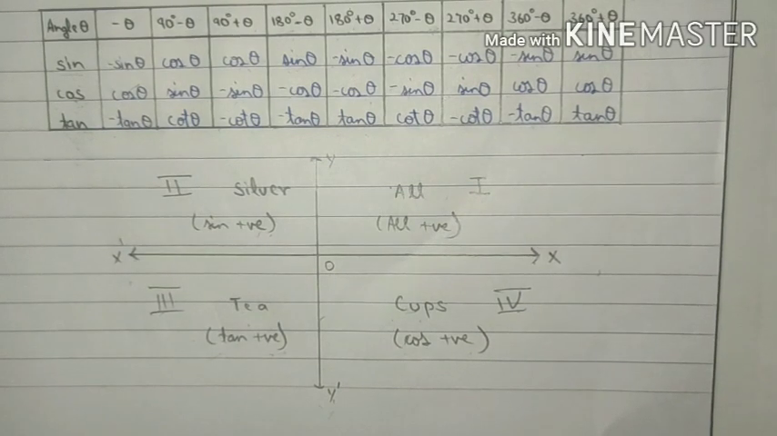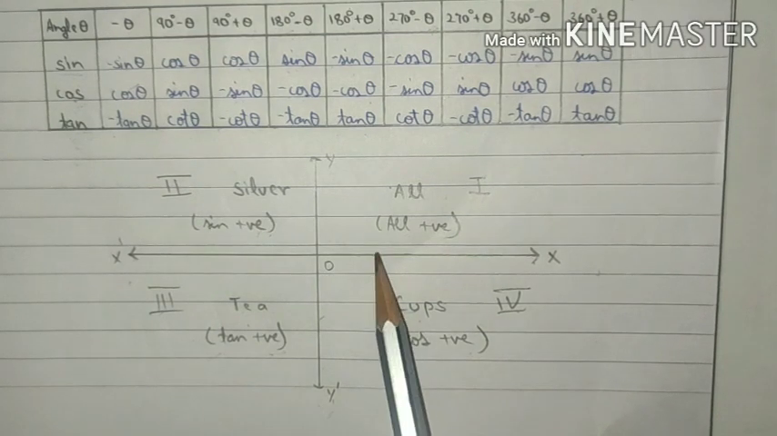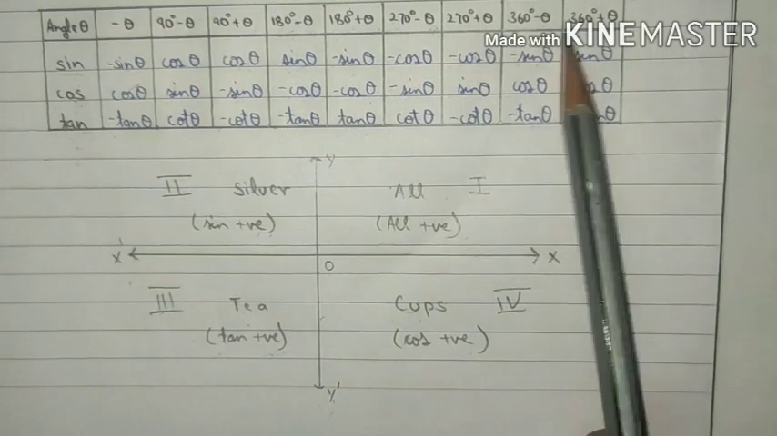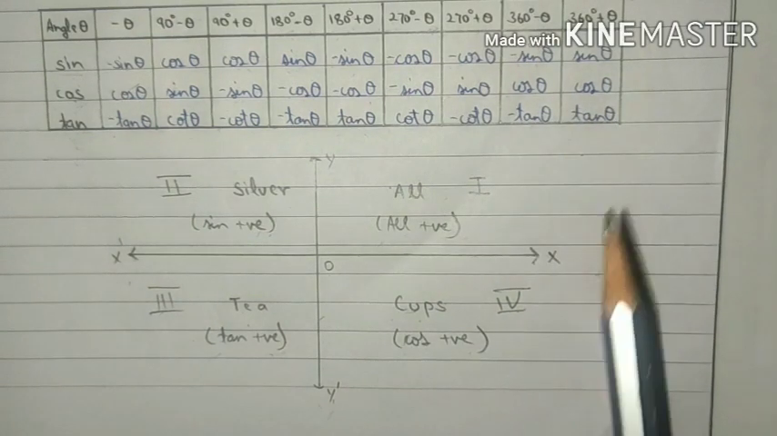Lastly, 360 degree plus theta. It will again lie in the first quadrant itself. So for 360 degree plus theta, what do we observe? Because it lies in the first quadrant, all the values will be positive. So for sine 360 degree plus theta, cos 360 degree plus theta and tan 360 degree plus theta, all the values are coming out positive over here.